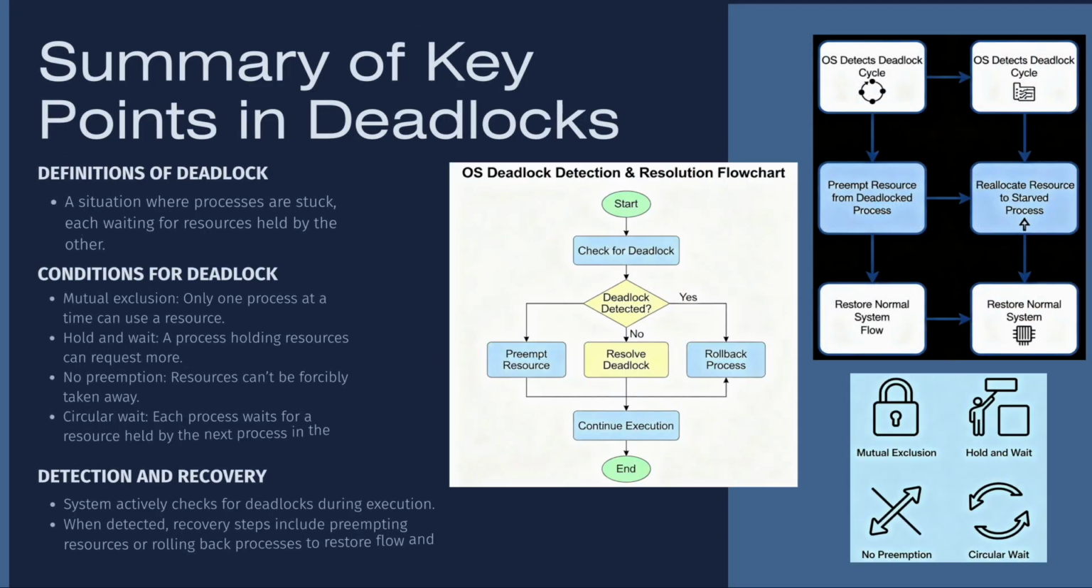Summary. Deadlocks represent a critical challenge of operating systems, occurring when processes are perpetually blocked, each waiting for a resource held by another. Four necessary conditions must be present: mutual exclusion, hold and wait, no preemption, and circular wait. Operating systems use detection algorithms to identify deadlocks and, once detected, employ methods such as preemption or process rollback to restore normal system operation.